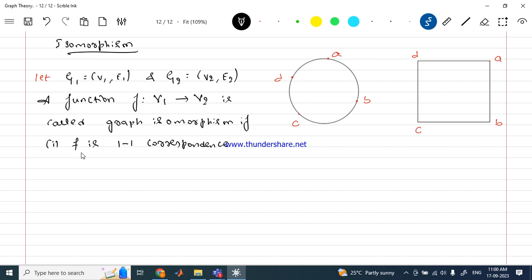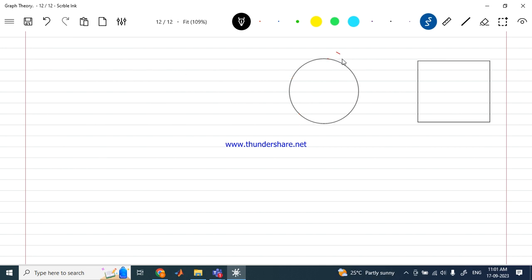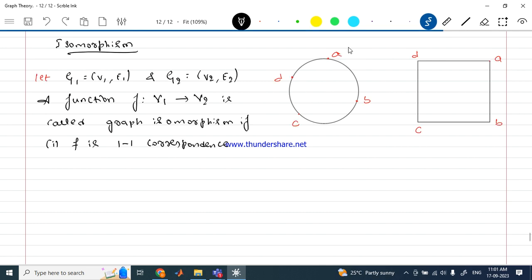Try to understand this. F is a one-to-one correspondence. What do you mean by this? F is bijective. You are saying f is a bijective function. That is, there is a one-to-one mapping between the vertices of these two graphs. So A is mapped to A.